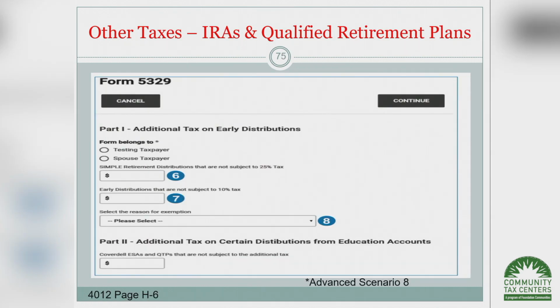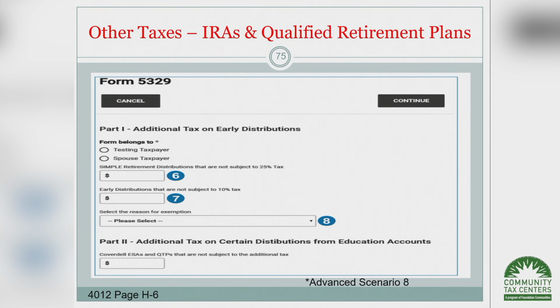So how do we put that in the form? How do we put this in the system? The system will automatically calculate this, but if there are some exemptions that do apply, we can fill out this additional form called the 5329, and we can make the determination based on the information that we have.